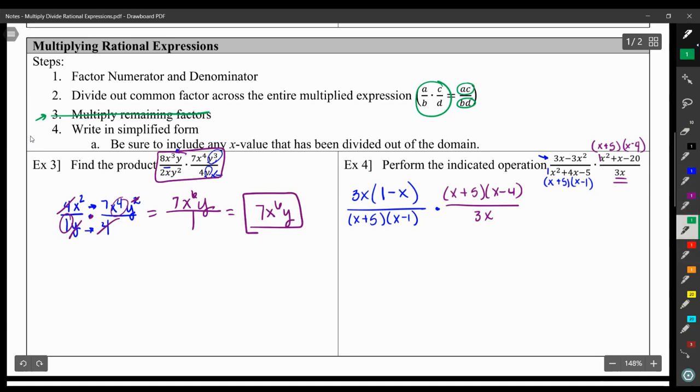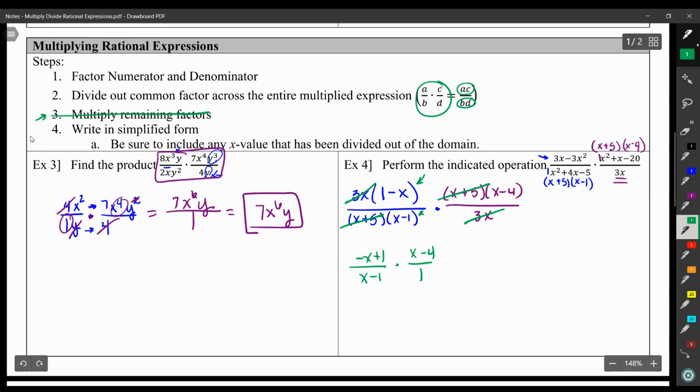Now let's look for some common factors to divide out now that everything has been factored. So x plus 5 has x plus 5 in the denominator, so that simplifies out to a 1. 3x and 3x simplifies out to a 1. Now, these are almost the same. You need to be careful with that. The x is in different places. So really what we have in the numerator is negative x plus 1. So we have negative x plus 1 in the numerator over x minus 1 times x minus 4 over 1.